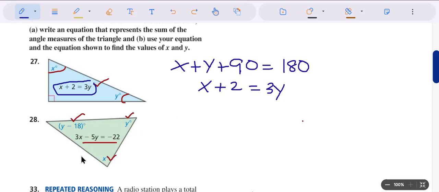The same way, the sum of three angles of a triangle is 180 degrees. So y minus 18, y and x, add these three, equate it to 180. One equation we will get, right? Then the other equation will be 3x minus 5y equal to negative 22.